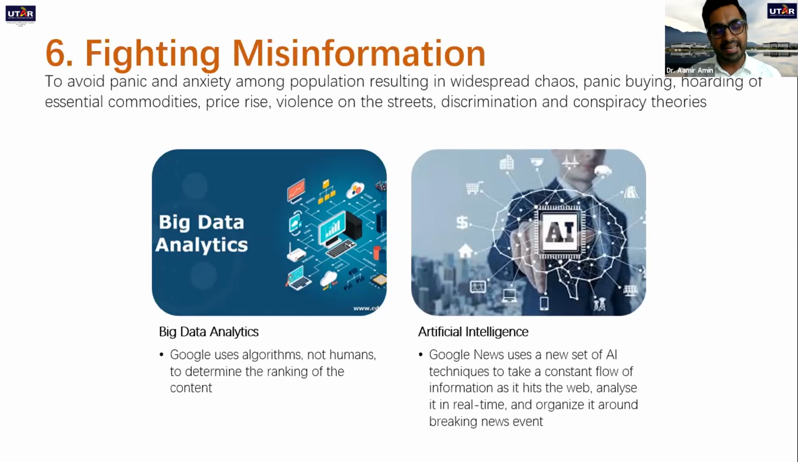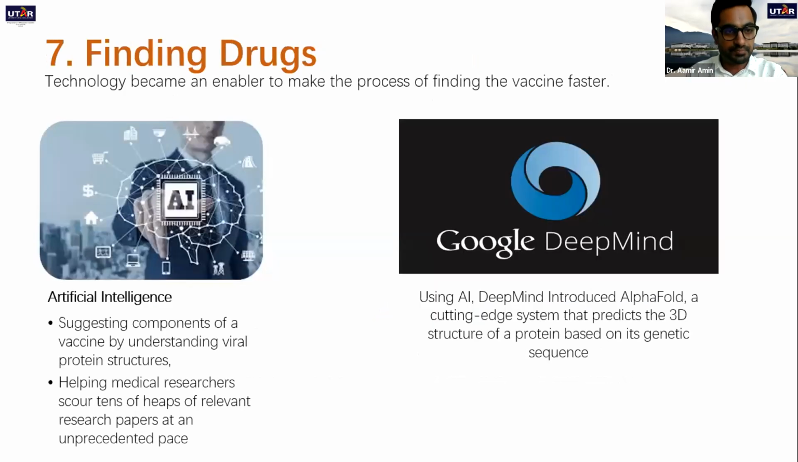Big data analytics has helped a lot. For example, Google is using algorithms, not humans, to determine the ranking of the content. So they are ranking the content on these different platforms in order to see whether particular content is reliable or not. And then they accordingly show that content to the people. Then artificial intelligence, for example, Google News uses a new set of AI techniques to take a constant flow of information as it hits the web, analyze it in real time, and organize it into breaking news events. That is again fighting the misinformation.